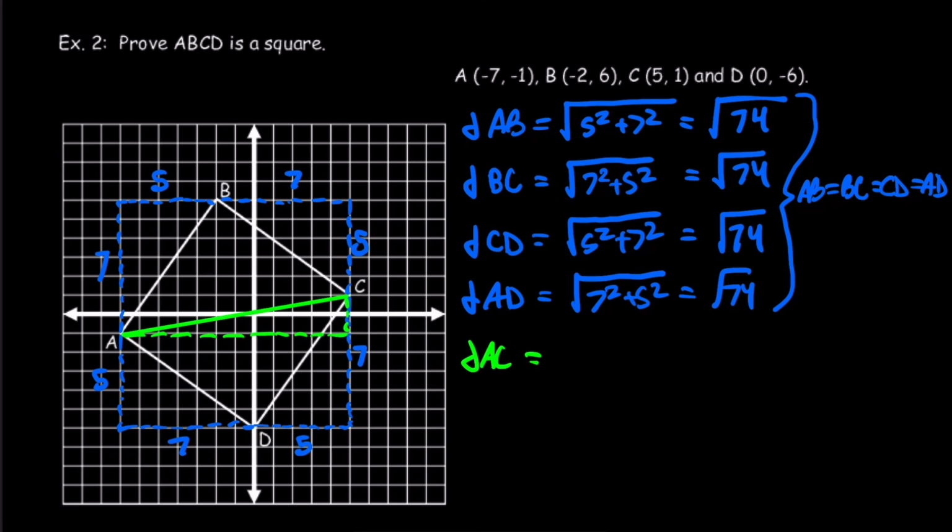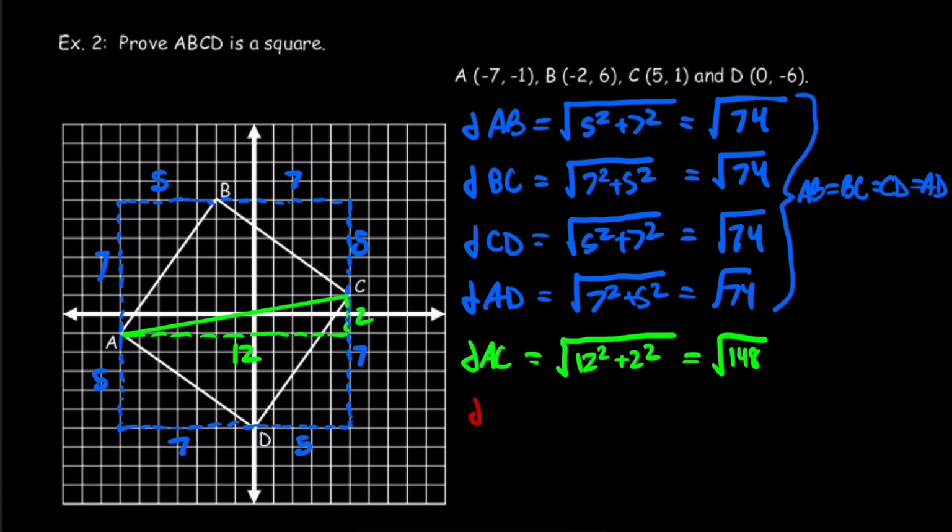Let me count across here. 1, 2, 3, 4, 5, 6, 7, 8, 9, 10, 11 is 12, and delta y is 2. So the distance from A to C would be square root 12 squared plus 2 squared. So 12 squared is 144, 2 squared is 4. Add those together, you get square root 148.